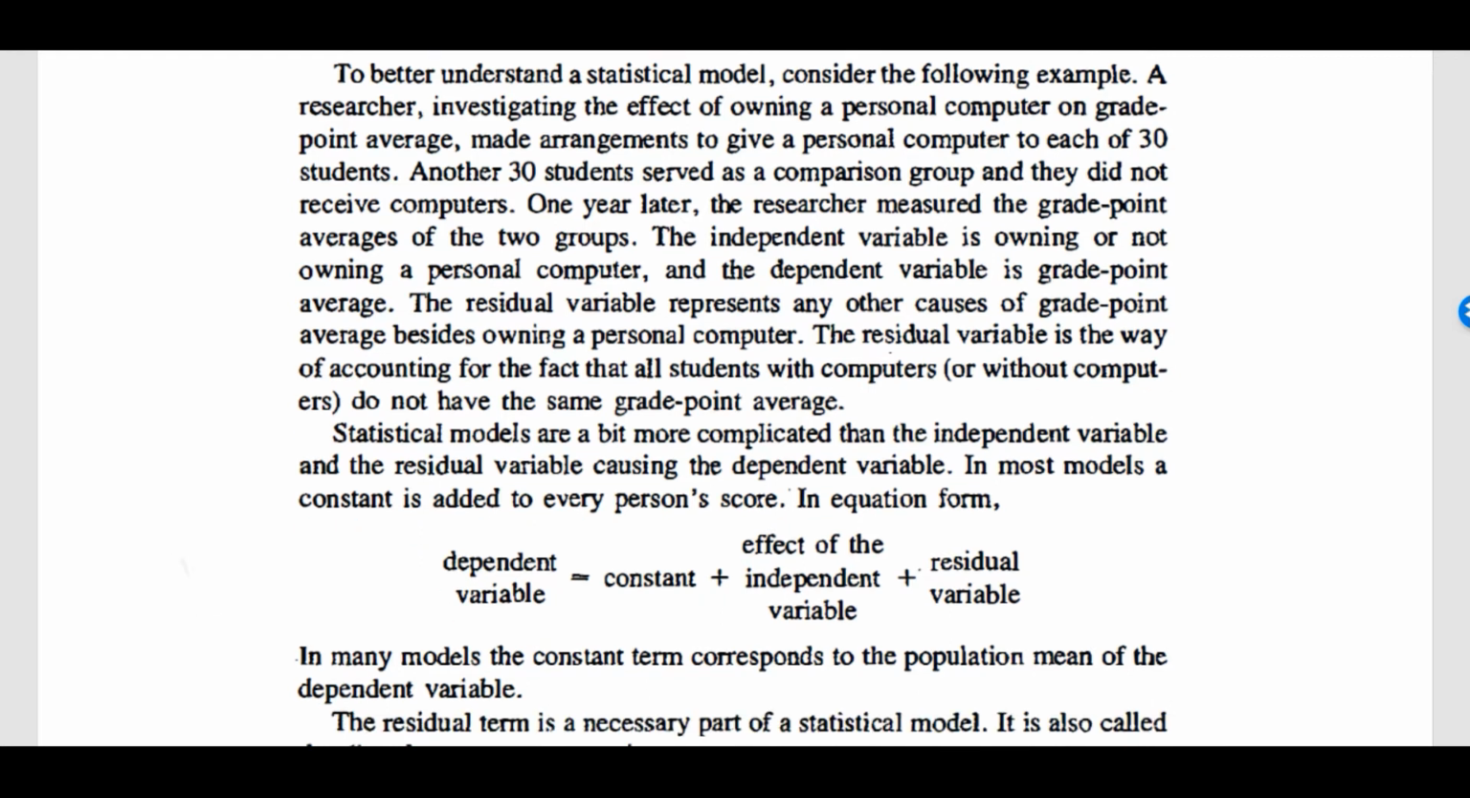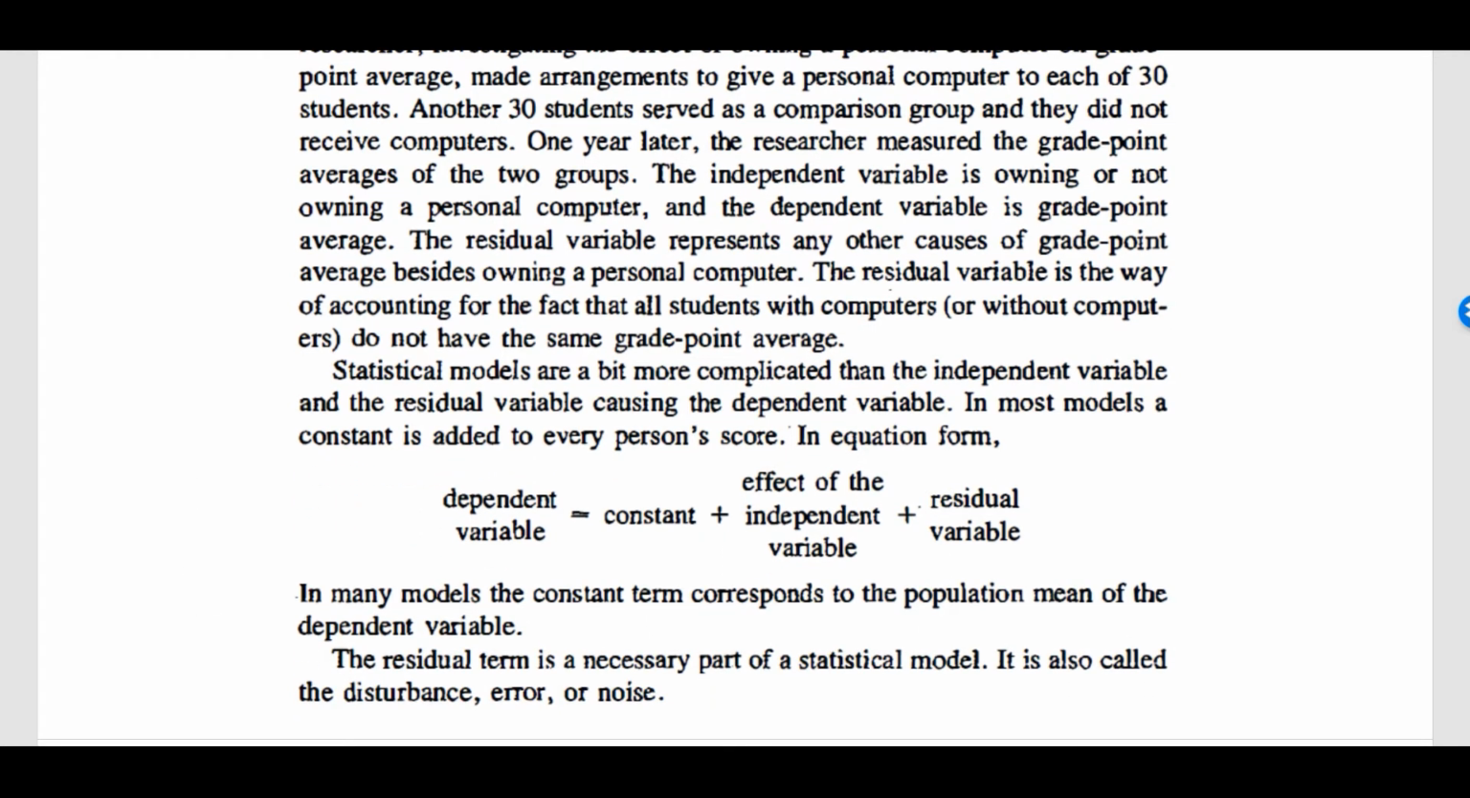In most models, a constant is added to every person's score. So in equation form, we would see dependent variable is equal to some constant plus the effect of the independent variable plus the residual, or error, or residual variable. In many models, the constant term corresponds to the population mean of the dependent variable. And the residual term is a necessary part of a statistical model. It's also called the disturbance, error, or noise.